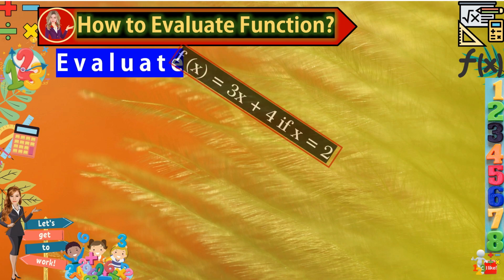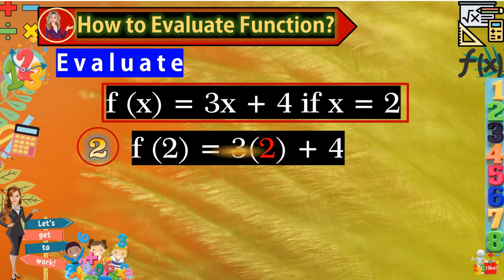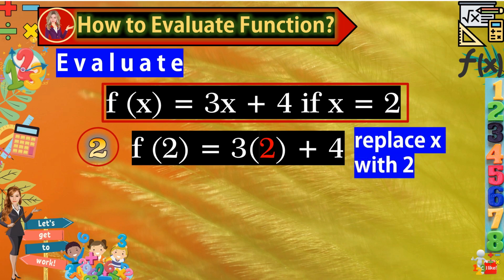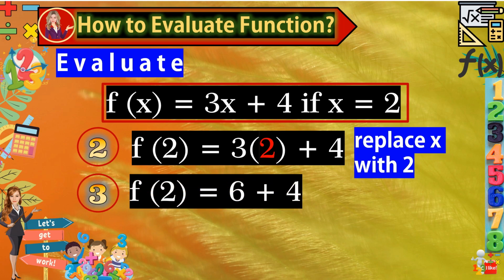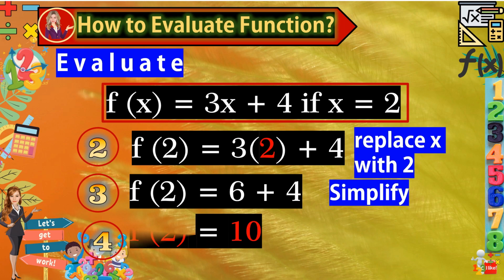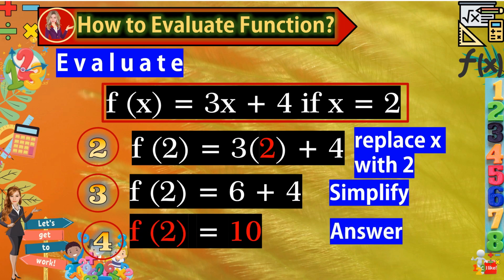Second step, f of 2 is equal to 3 times 2 plus 4. Replace x with 2. Third step, f of 2 is equal to 3 times 2, 6. Then, copy plus 4. You need to simplify, so 6 plus 4 is equal to 10. Thus, f of 2 is equal to 10, our final answer.